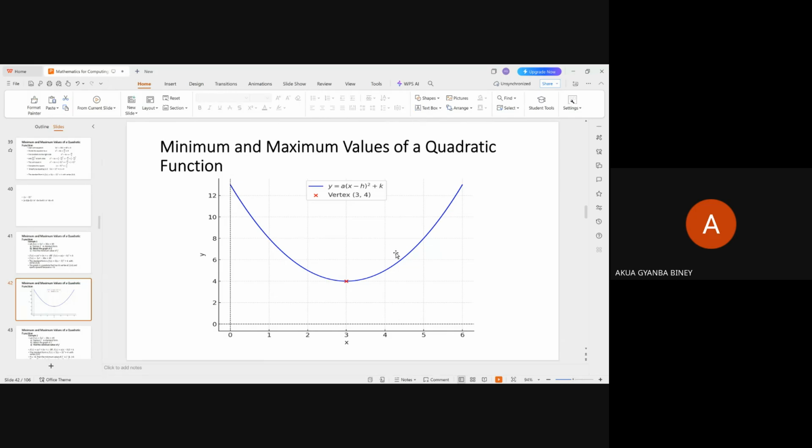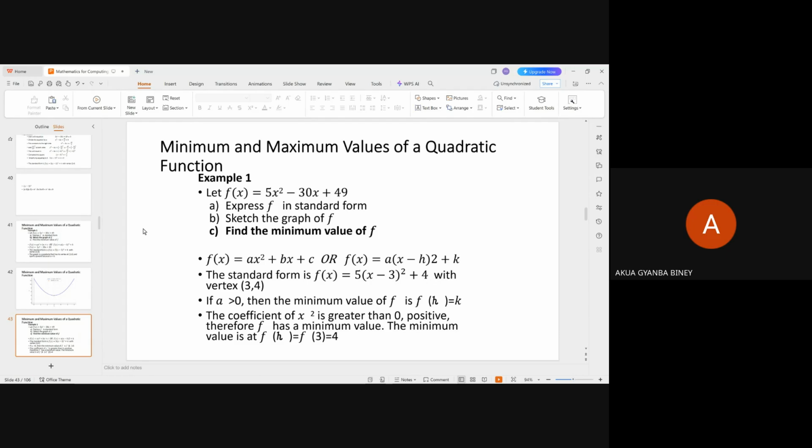So your vertex is 3 and 4. In the function given, A is 5. A is greater than 0. So the parabola opens upwards. The one who said he doesn't know parabola, this curve is a parabola. Okay. Then we answer the last question.